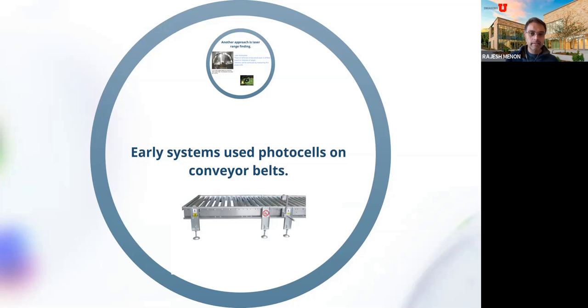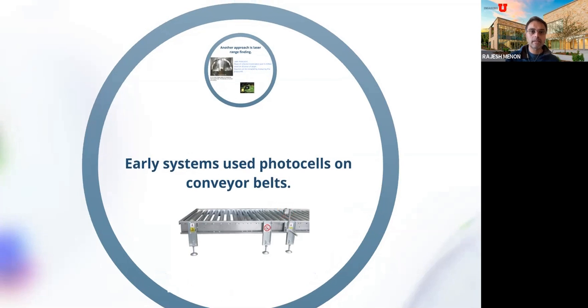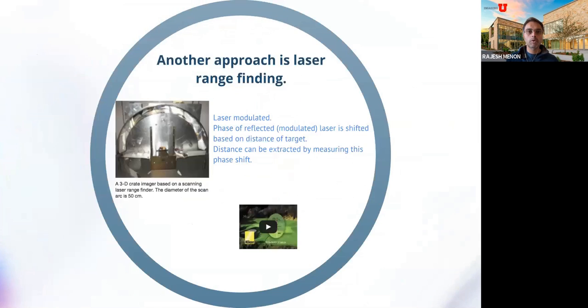But of course, in a garage door opener, there's only one laser and one sensor. But in a shape detection system, you will have many more of those. This turns out to be expensive and not as accurate as more recent approaches. A more recent approach is something called laser range finding.